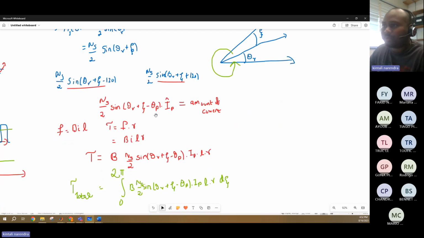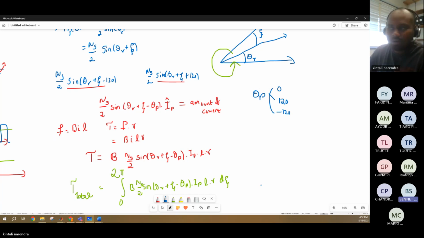This theta p represents this 120. Theta p is a varying factor here. For phase A, theta p will be 0. For phase B, theta p will be 120. For phase C, it will be minus 120.